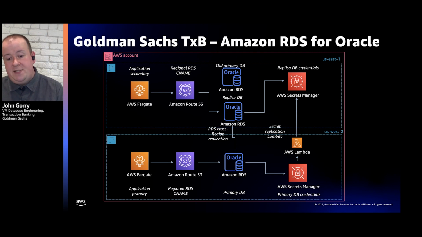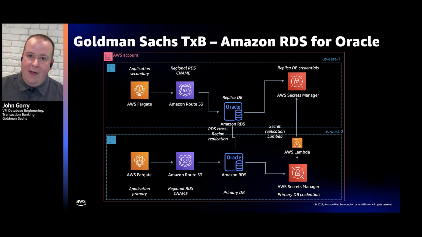The last step in this is we go ahead and clean up that old primary database because we no longer need it. And now we are in a fully resilient mode. We have a primary region with a database replicating to a read-only region with a database, and all of our credentials are in sync. And that's how we built cross-region resiliency.